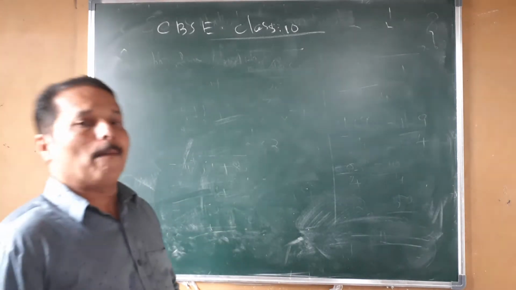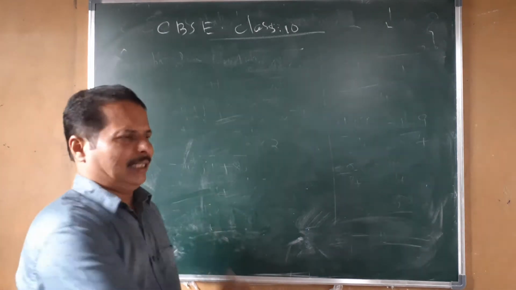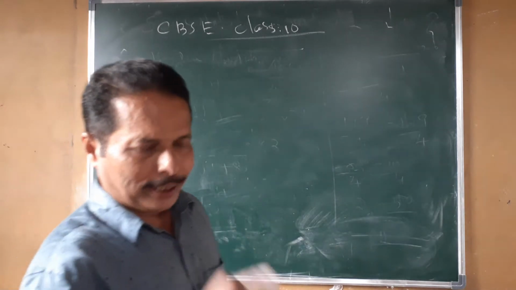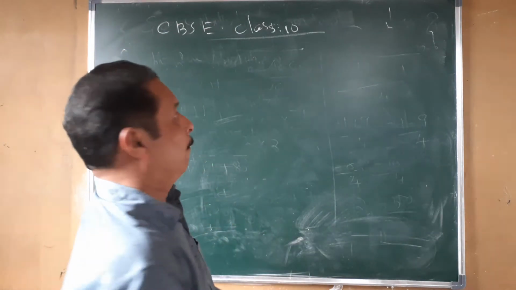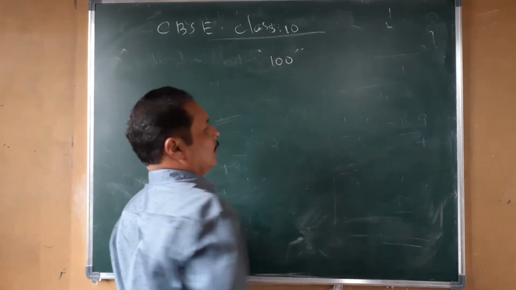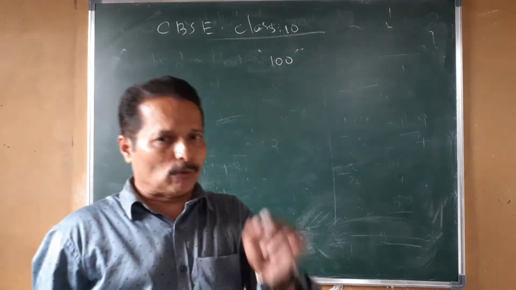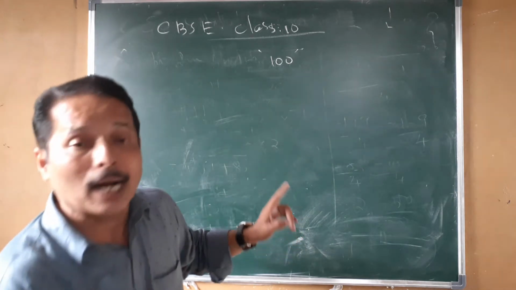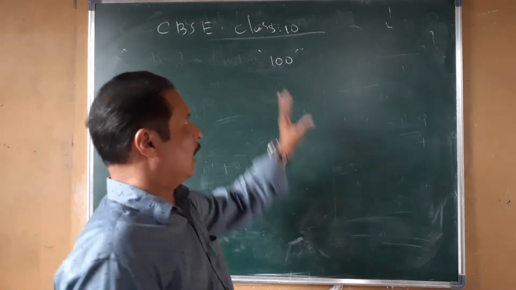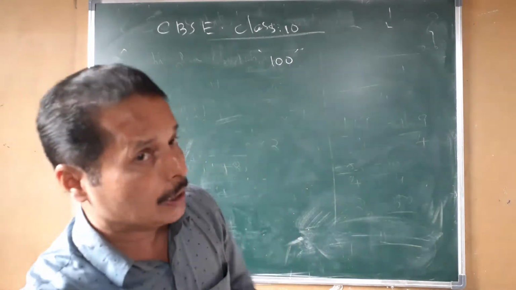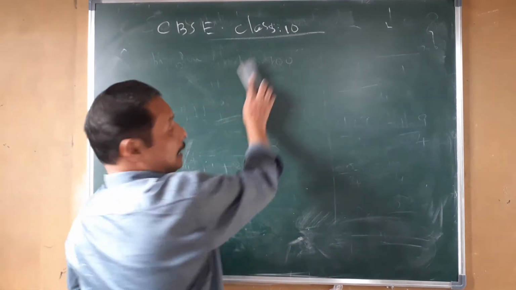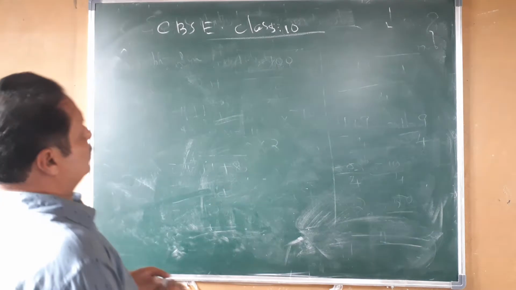The sum of squares, better you write with me. The sum of squares of two consecutive even numbers is 100. What are the numbers? That's the question.